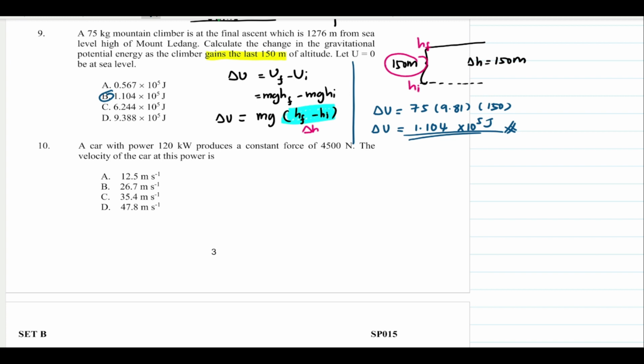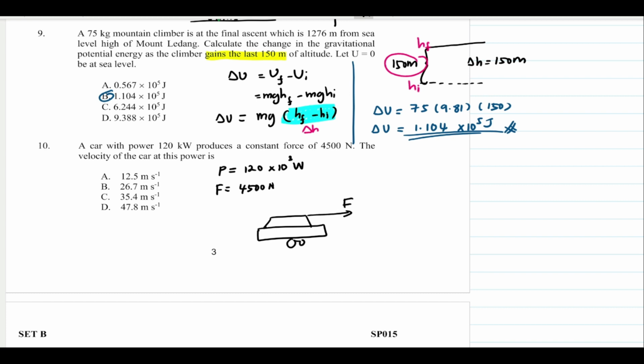And then for question number 10. So here we are given the power of a car with power 120 kilo, kilo power of 3. Jangan tertinggal. Produce a constant force, which is 4,500 Newton. Okay, ada kereta. Alamak buruknya kereta saya. Okay. So you ada kereta. It's moving. So we have a force here.